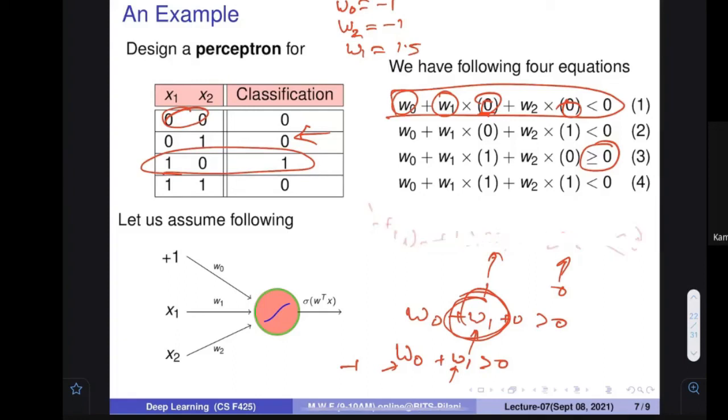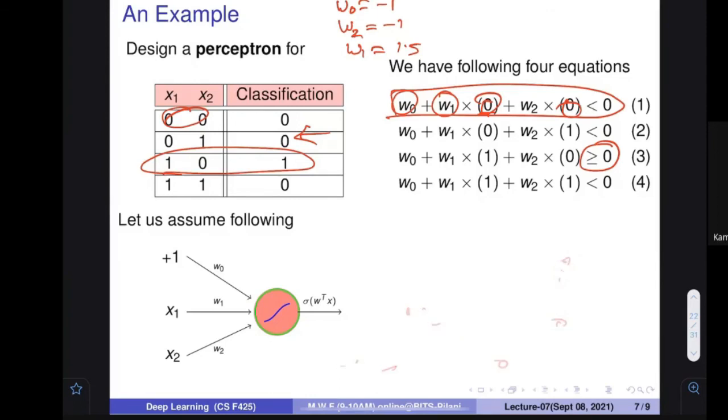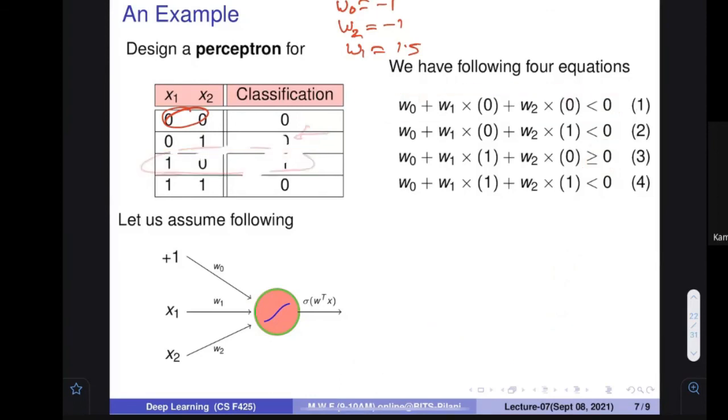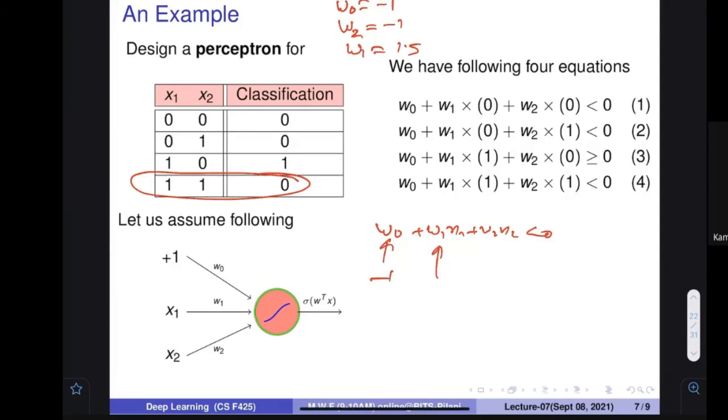What is the third equation? The third equation is 1 1, and at 1 1 it should be 0, which means W0 plus W1 X1 plus W2 X2 is less than 0. This is minus 1, W1 is equal to 1.5, and this value is 1, this value is 1, and W2 is equal to minus 1. If I add it, it comes to minus 0.5. So this formula is also satisfied.